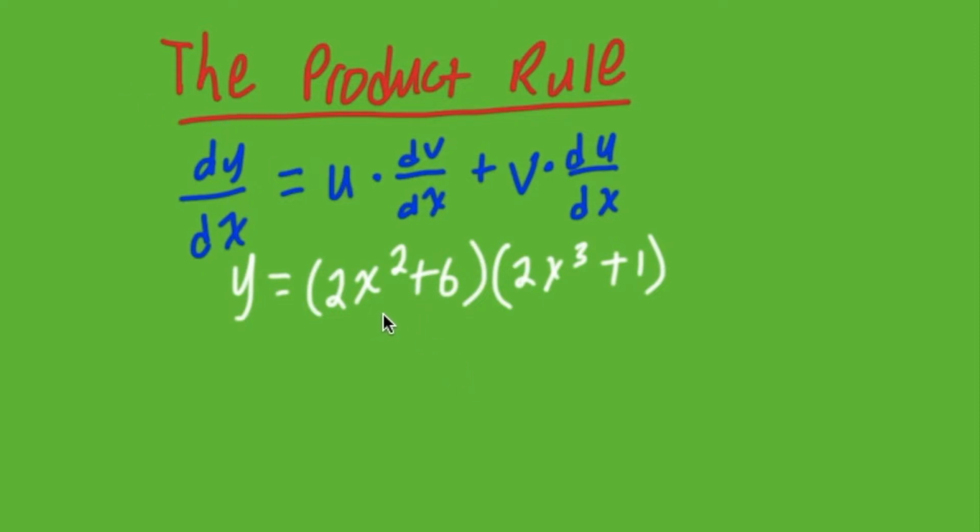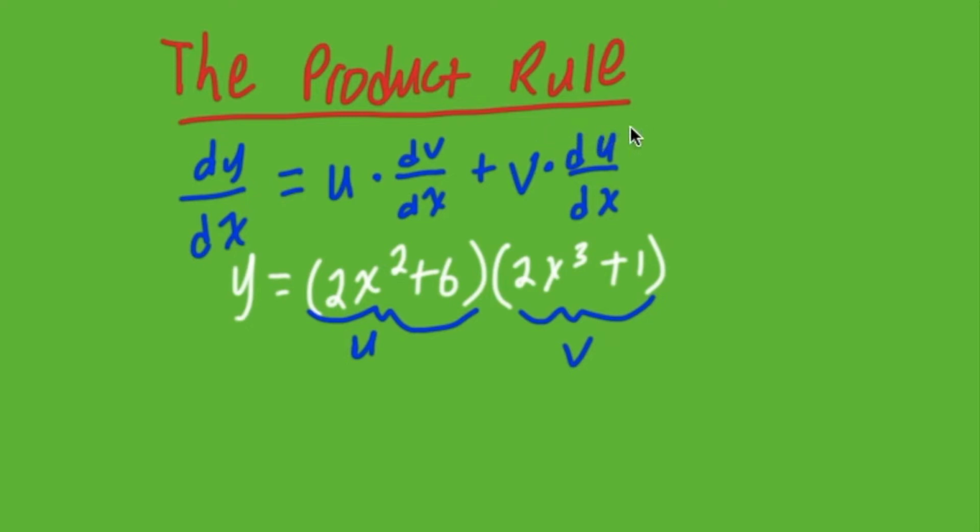So in this case, we could have u be this and v be this. So u is this entire part of the function and v is this entire part of the function. So u is equal to 2x squared plus 6 and v is equal to 2x cubed plus 1. So we already have two parts of our formula. We have u and we have v. Now all we have to get is dv/dx and du/dx, and we can just sub our values in and simplify. So now let's get dv/dx and du/dx.